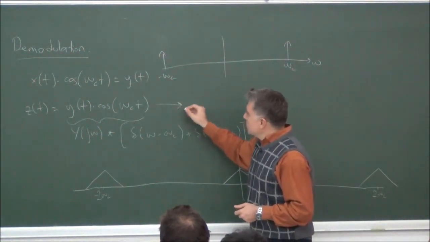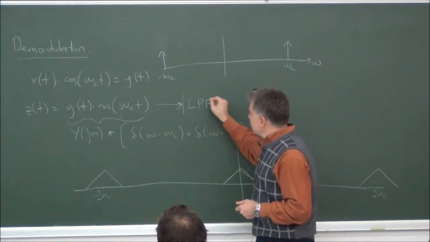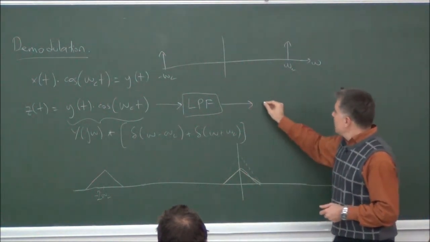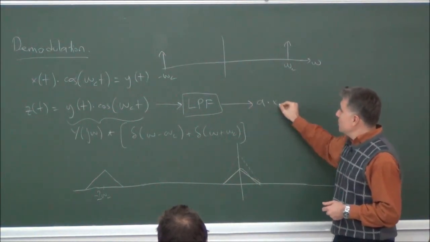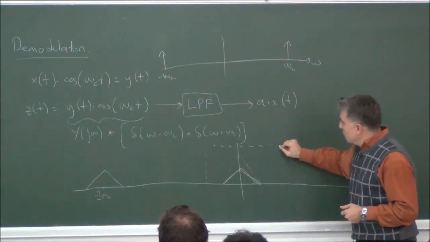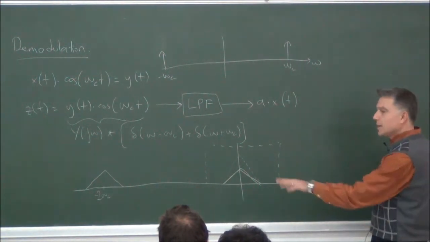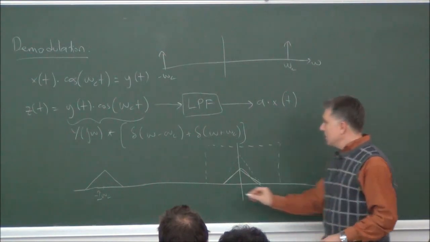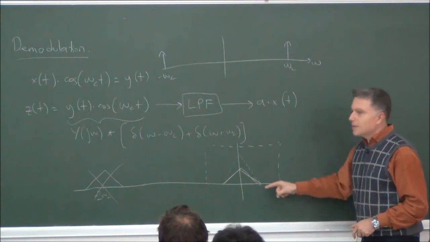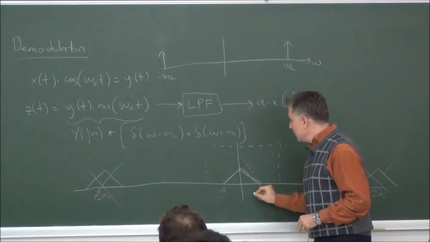We insert or we input this z of t into an ideal low-pass filter. And the output is a scale a times the original x of t. So what we do is we low pass filter. The central portions are retained, the tail portions are not passing from this low pass filter, and the output is this triangle, which is the original triangle in the beginning from minus W to W.